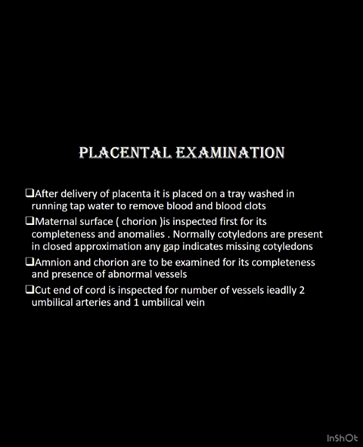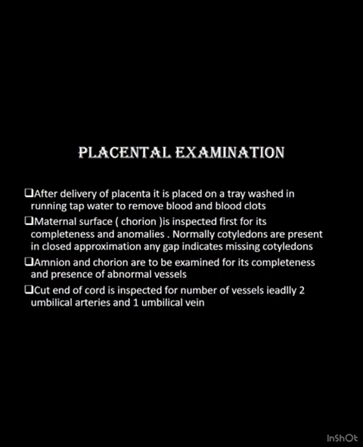After delivery of the placenta, it is placed on a tray and washed in running tap water to remove blood and blood clots. The maternal surface, which is the chorion, is inspected first for its completeness and anomalies. Normally cotyledons are present in close approximation. Any gap indicates a missing cotyledon. Amnion and chorion are to be examined for completeness and presence of abnormal vessels. The cut end of the cord is inspected for number of vessels, ideally 2 umbilical arteries and 1 umbilical vein.